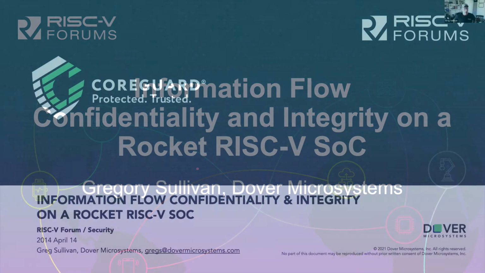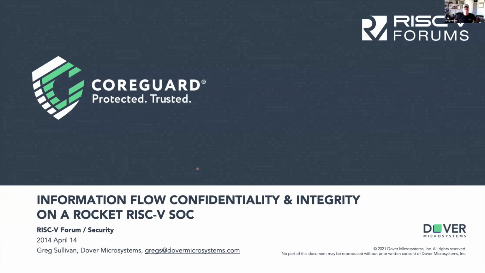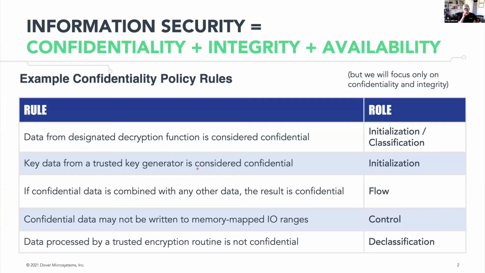I'm going to give you a very, very brief high-level overview of how we're implementing fine-grained information flow-oriented confidentiality and integrity on a Rocket-based RISC-V SoC. Pretty much every security product or technology bows to confidentiality and integrity in some way. Probably everyone's aware of the long-standing definition of information security in terms of the CIA triad. Today, we're not going to be talking much about availability.